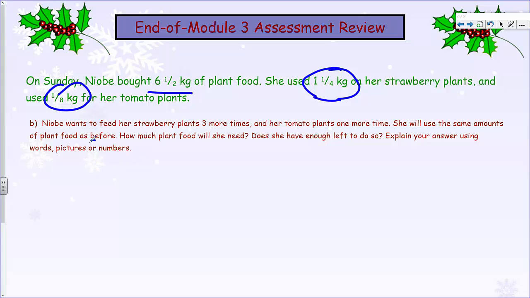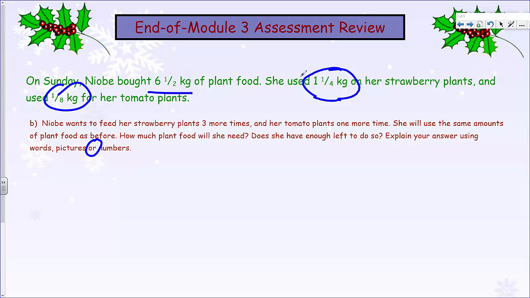Ooh, I love the word or. Or is a conjunction. And that really signifies that I don't actually have to use all of these. I get to choose. So I could use words, I could use pictures, or numbers. Well, I'm going to choose numbers because I like algorithms, and so I'm going to go ahead and use numbers.